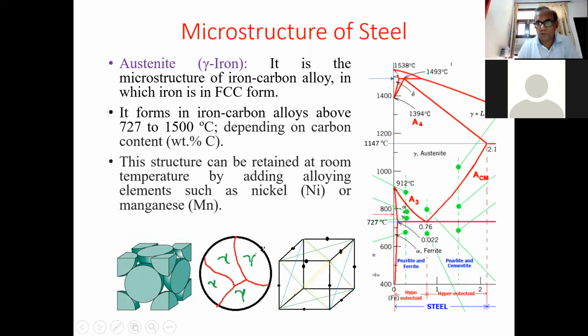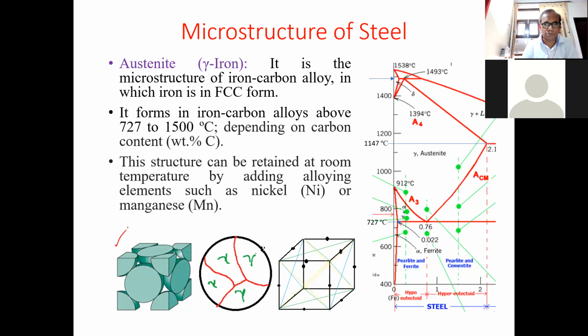But once we cool the material after reaching this point, with different concentrations of carbon, there is a difference in the microstructure of steel. So the very first structure that we are considering is austenite. That austenite structure is the microstructure of an iron carbon alloy in which iron is in FCC form. FCC form is the one which I told you yesterday.